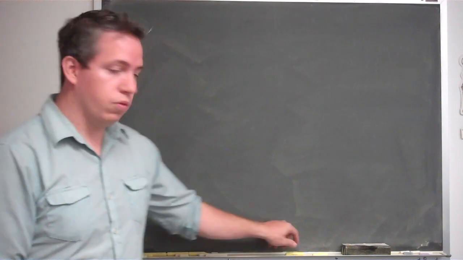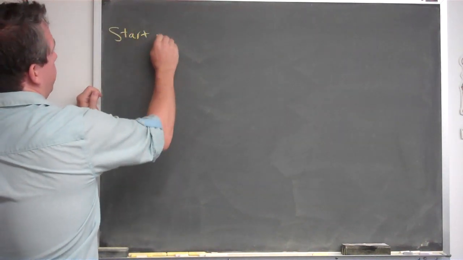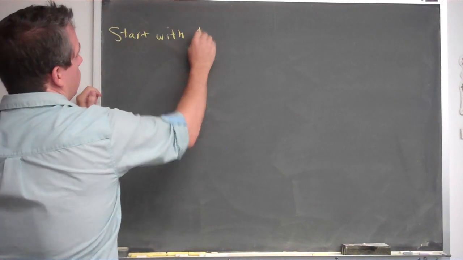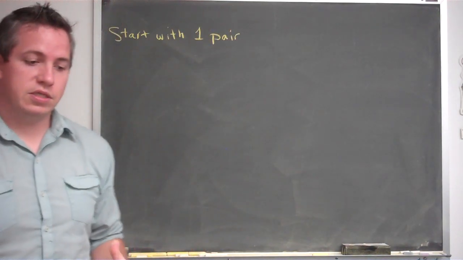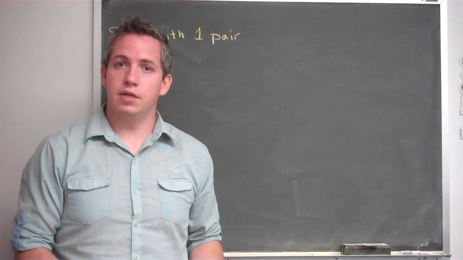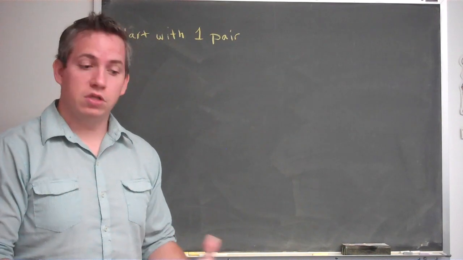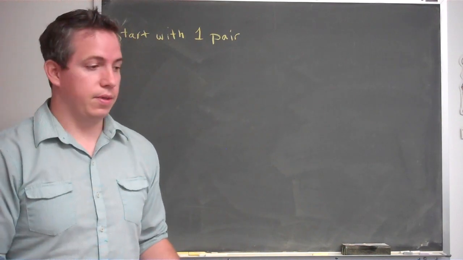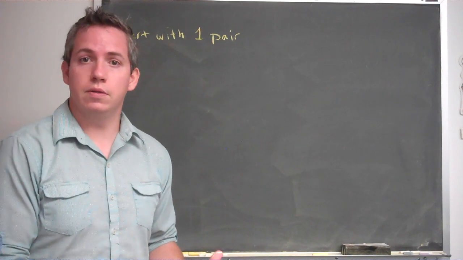The idea is that we start out with one pair of rabbits. And then the question is, how many pairs of rabbits will we have after a certain amount of time? The idea is that, like they say, rabbits multiply quickly, or multiplying like rabbits. And so, as time goes on, rabbits will eventually start reproducing.